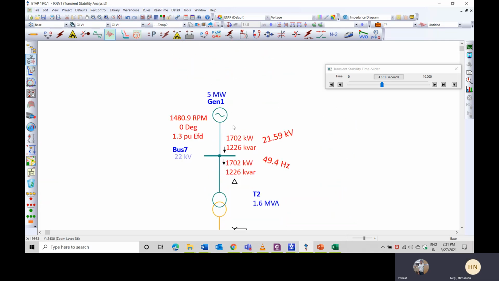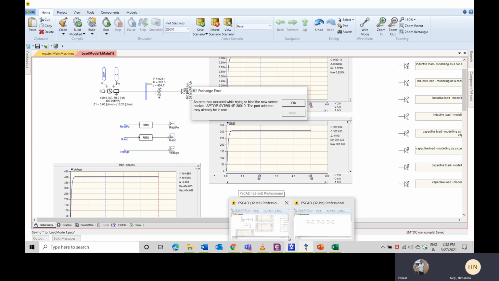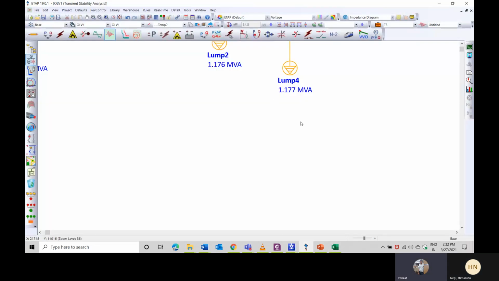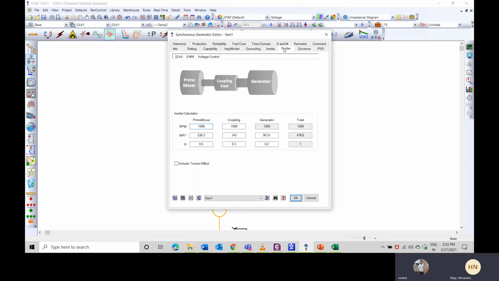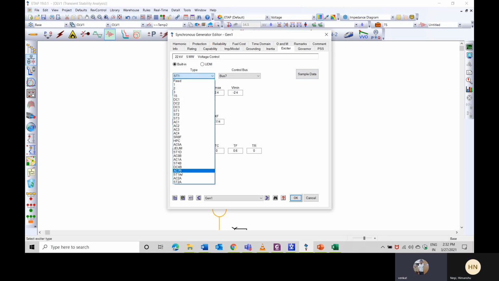As I said, we cannot model the complete generator in PSCAD without the exciter and governor model, and in ETAP you can do that simply. ETAP provides you the sample model of the particular generator with its governor, so you just input the power. It does provide a lot of sample data for this many types of exciters and governors.